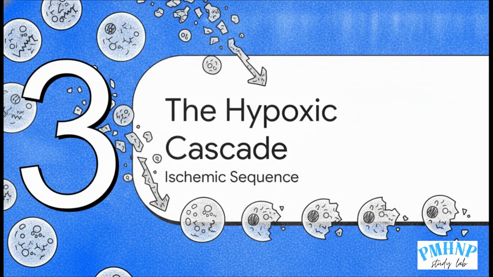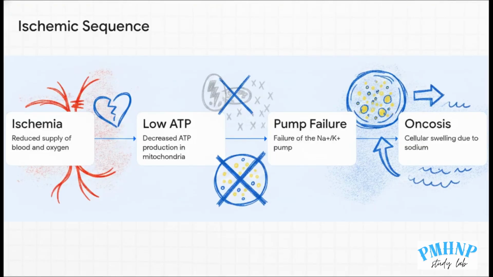Which brings us to Section 3, the hypoxic cascade. Hypoxia, a lack of sufficient oxygen within cells, is hands down the single most common cause of cellular injury. If you're in a graduate pathophysiology course, you already know this exact sequence is heavily tested. Let's walk through this cause and effect pathway. The most common cause of hypoxia is ischemia, meaning a reduced blood supply, like from a blood clot.